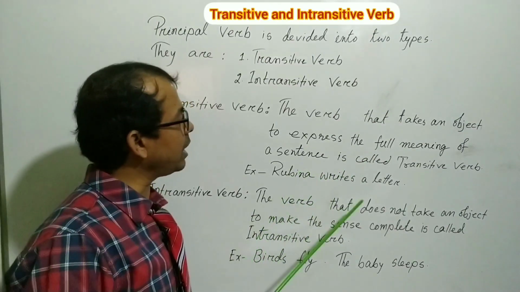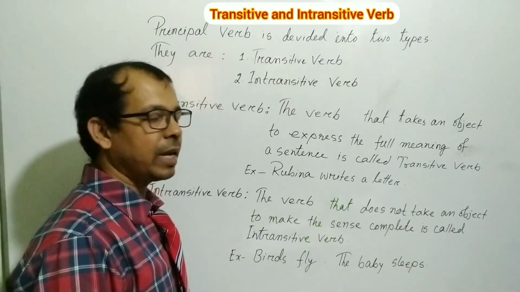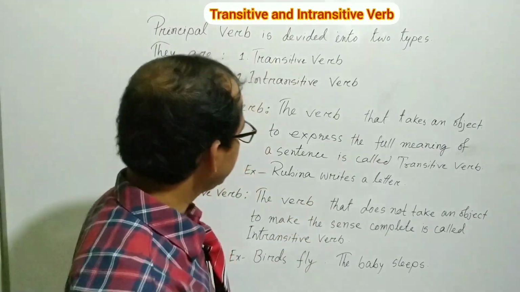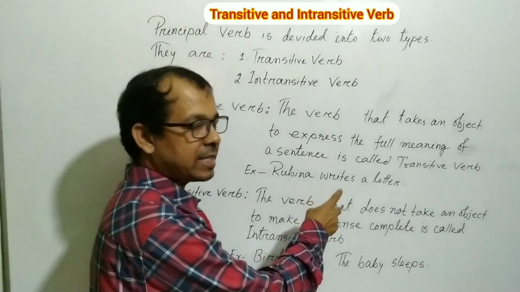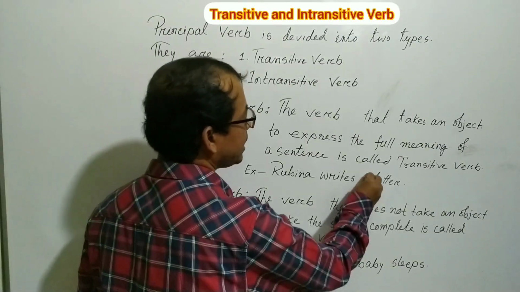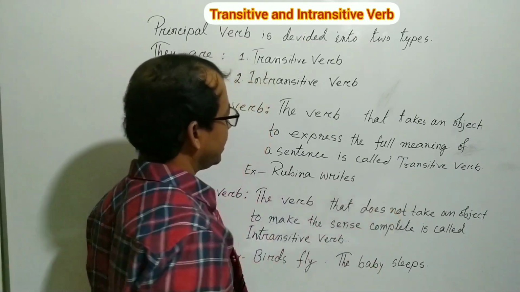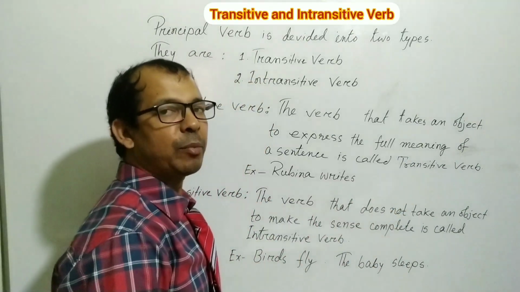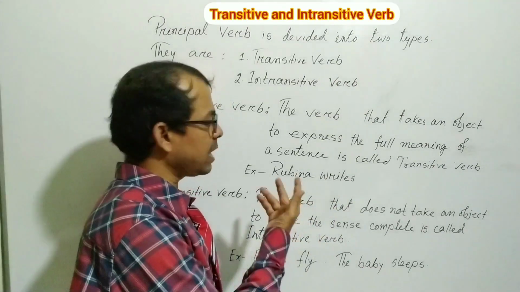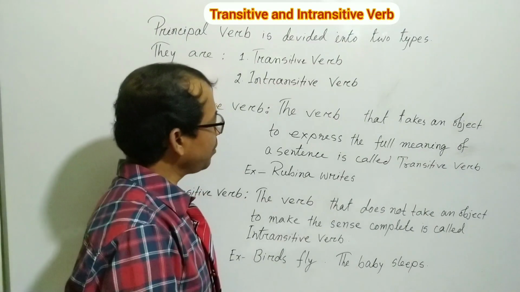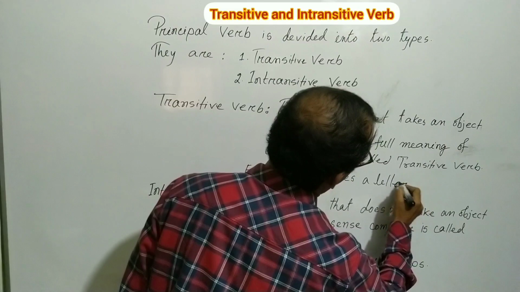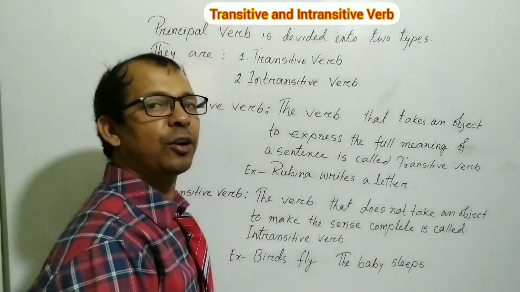Here you can see, Rubina writes a letter. So here writes is a transitive verb. So here the verb writes has taken an object, a letter. If you erase the object letter, then it does not give us the complete meaning. Rubina writes, then it will be a question, what does she write? So if you write a letter, an object, then it will express the full meaning.